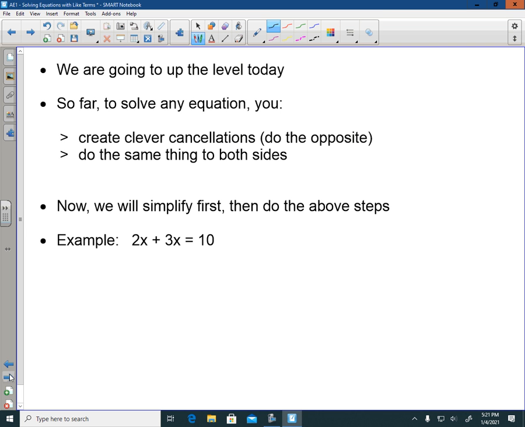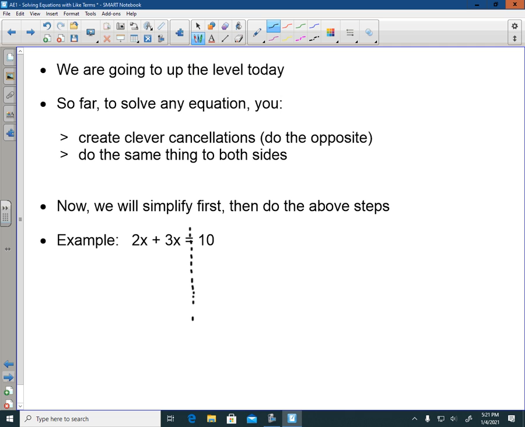So here's an example. We have 2x plus 3x equals 10. Now we'll be able to solve this because we have an equal sign. We're going to be able to find a value for x. What we're going to have to do first, though, is simplify and then create clever cancellations and then do the same thing to both sides. When we say both sides, let's be clear that there's like a wall over that equal sign.